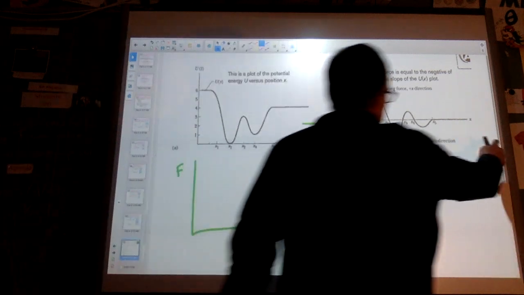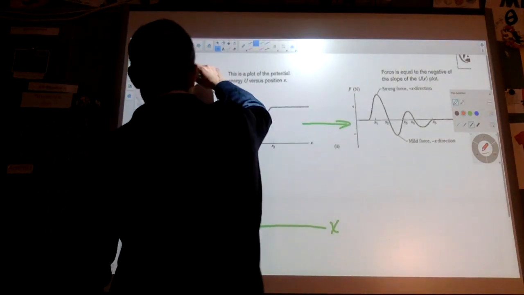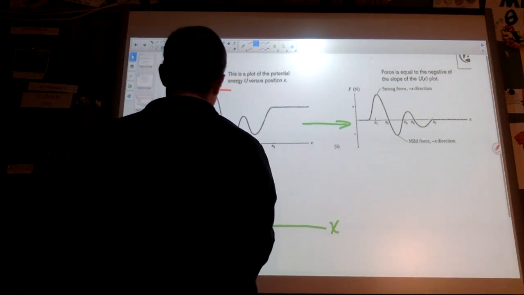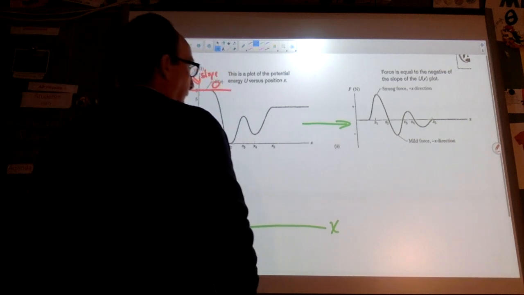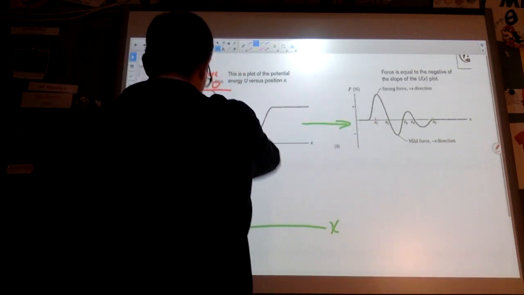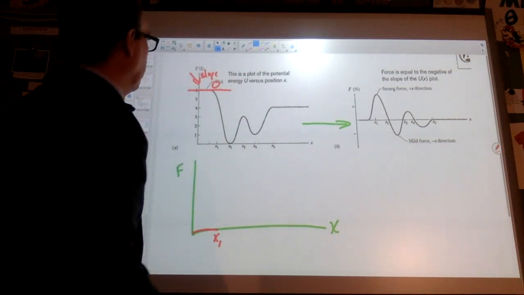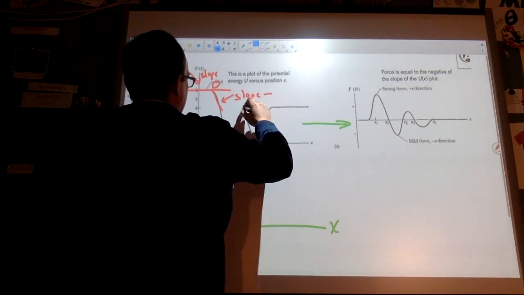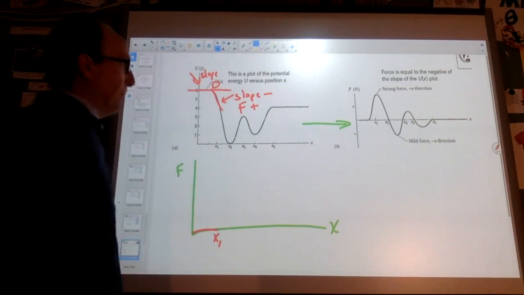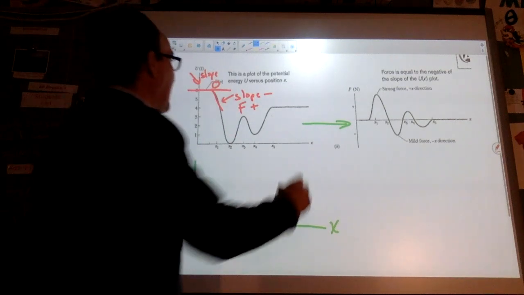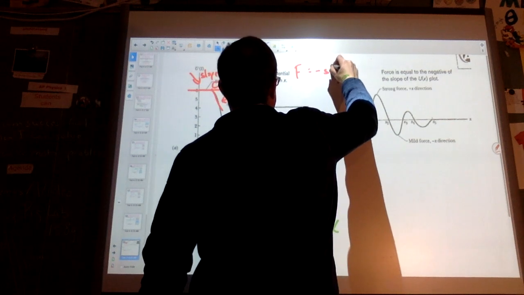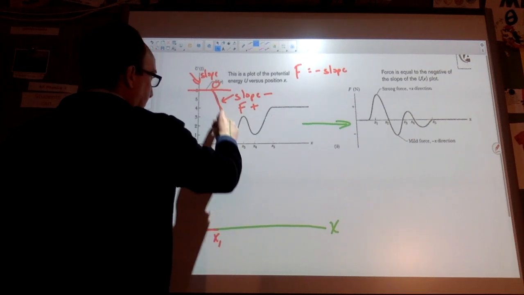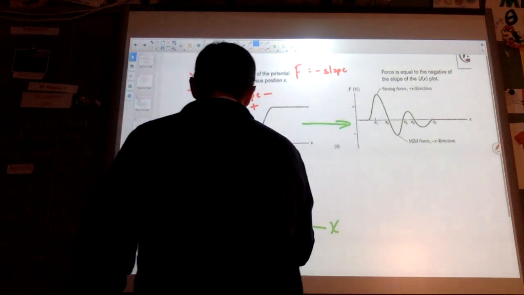So let me switch up colors. The slope at this point would be 0, so that means my force is going to be 0 up to x1. Well, not quite x1, huh? Yeah, less than x1. It's a little bit less than x1. Then I'm going to have a slope that is negative. That's going to represent a force that's positive. So my force is the negative of the slope. And then I have that building up to x2, it's going to be positive.